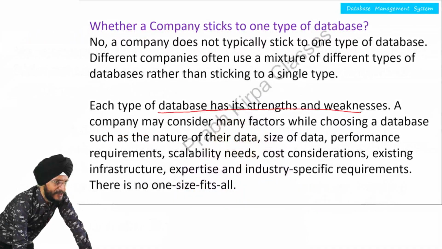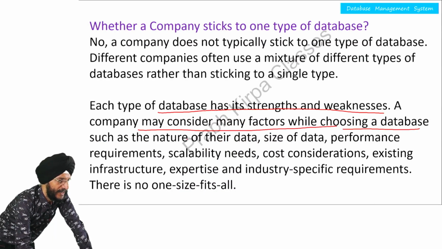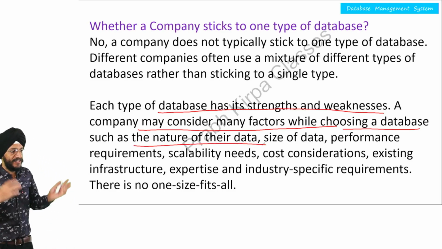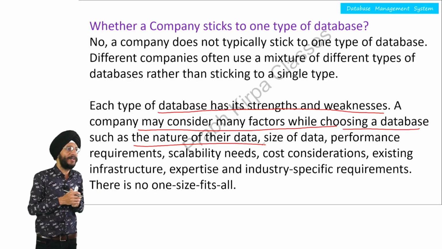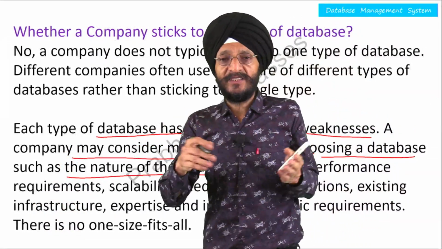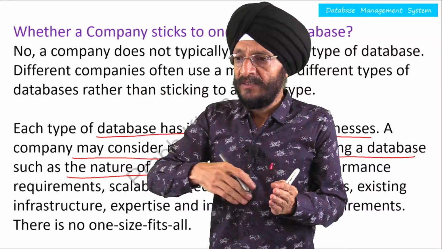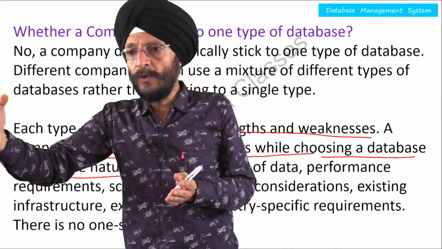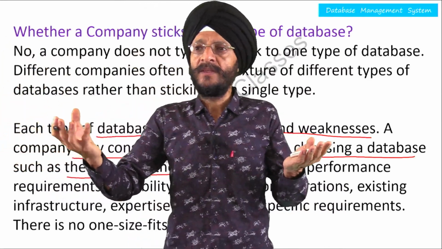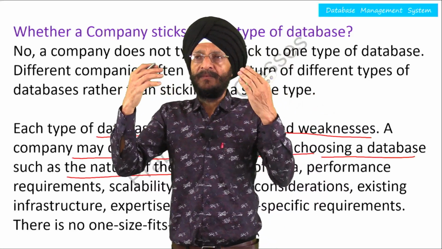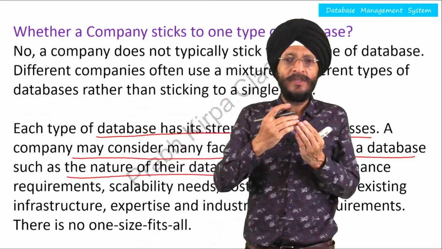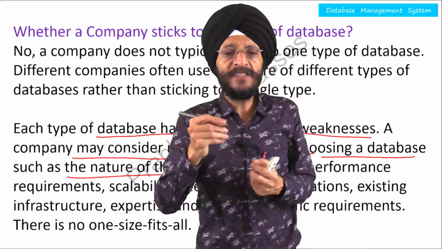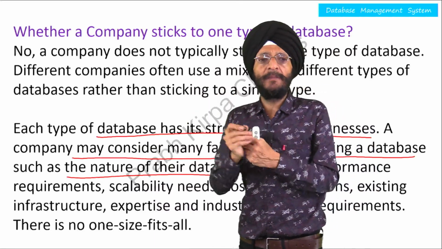Each type of database has its own strengths and its own weaknesses. A company may consider many factors while choosing a database, such as the nature of the data, the size of the data, the level of performance they require, and their scalability needs, whether they want to handle more workload in future. If we think our workload will increase in the near future, then we will have to opt for a database that gives us the capabilities of scalability.